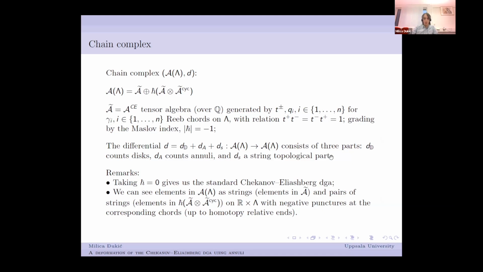And some quick remarks here. If we take h bar equal to 0, we will get the standard Chekanov-Eliashberg DGA. And one useful way to see the elements of this algebra is as strings or pairs of strings on the Lagrangian cylinder with negative punctures at the corresponding chords, up to homotopy relative ends.